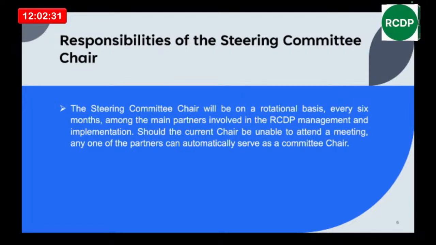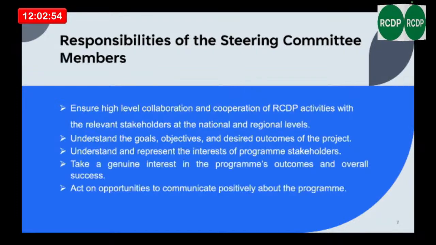This function will be taking place on a rotational basis every 6 months among the main partners involved in the management and implementation of the regional citizens dialogue platform. And should the current chair be unable to attend, any one of the partners can automatically serve as committee chair. And we move on to the responsibilities of the steering committee members.